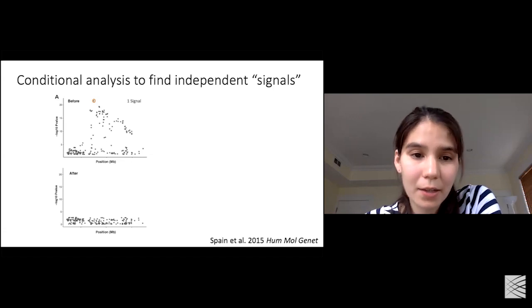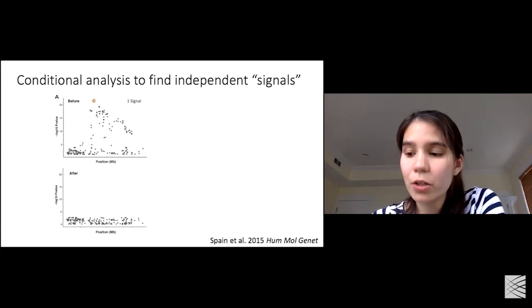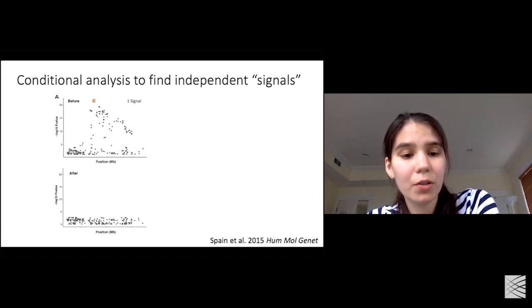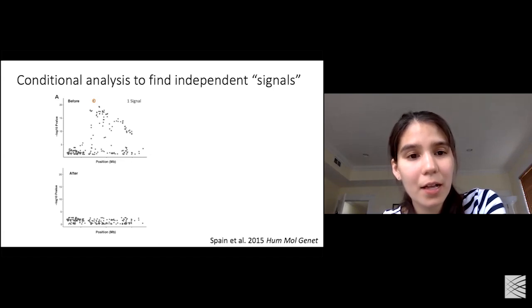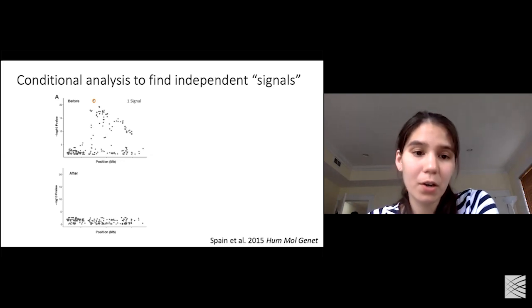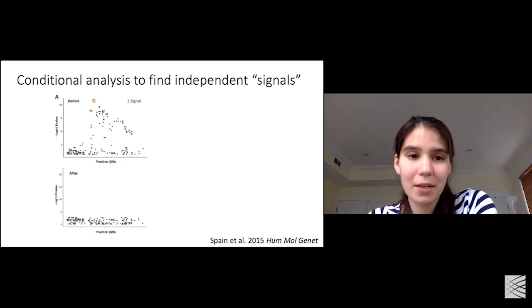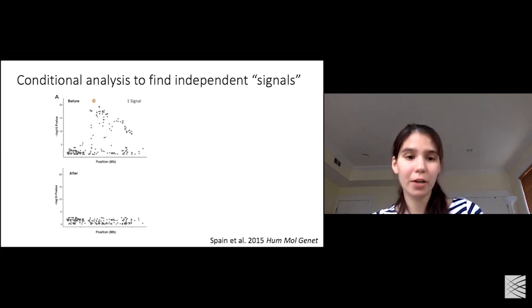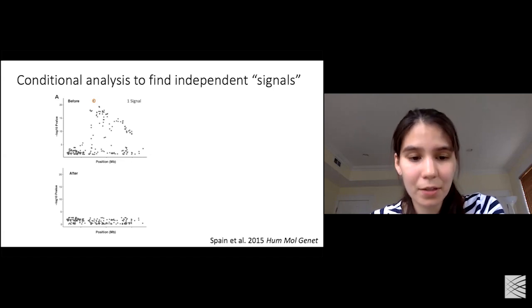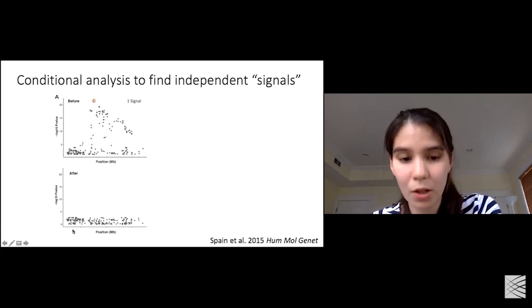In conditional analysis, you take the top signal and then you include the genotypes at that variant as a covariate in your association. And if that variant is in high LD with a causal variant, and there's only one causal variant, then that variant explains all of the other associations in the locus. And so by conditioning on that variant, you kill all the signal and you get this null pattern here. So if there's a single causal variant, and if the top variant is in high LD with that causal variant, then conditioning on the top variant will kill all of your signal.